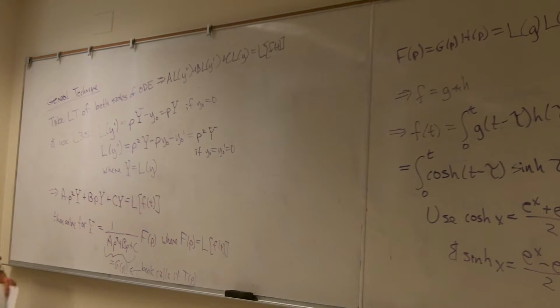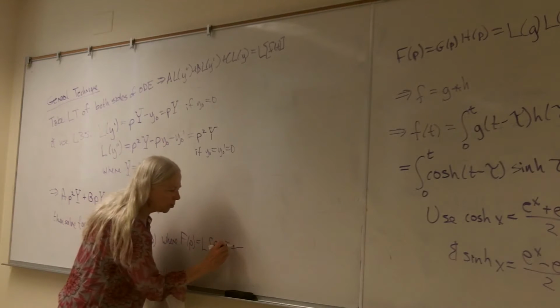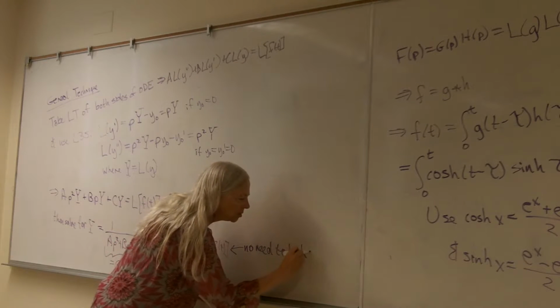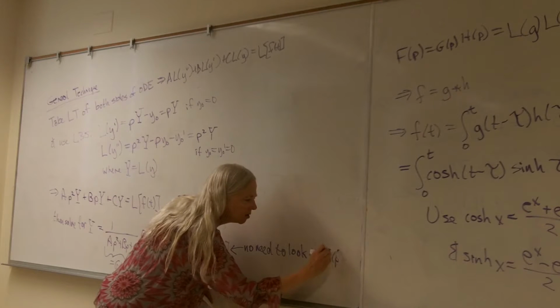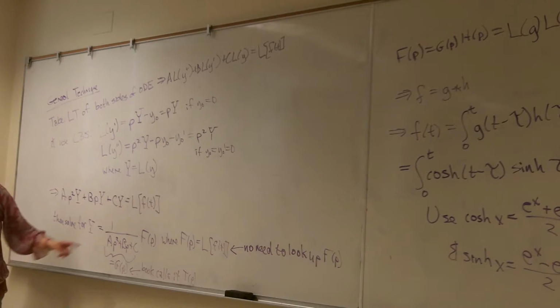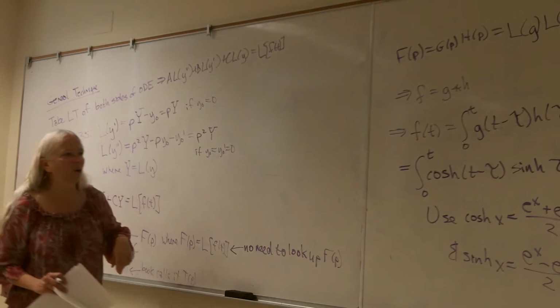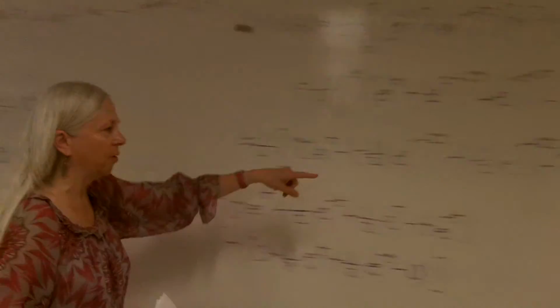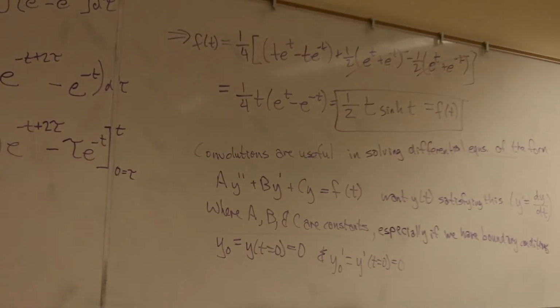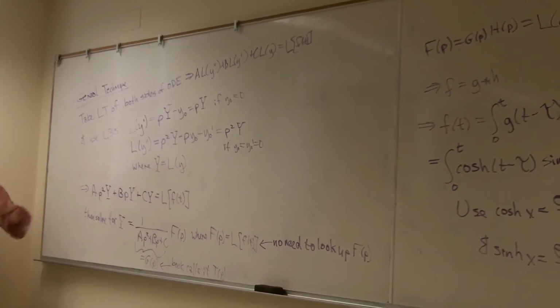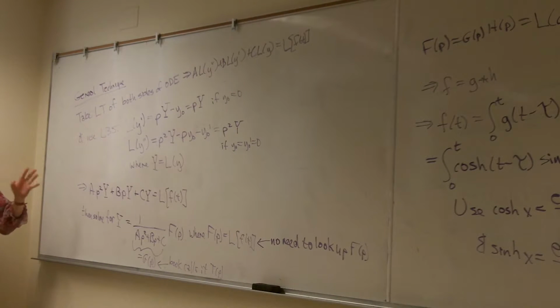By the way, there is no need at this point to look up capital F of p. We'll see why in a minute. Okay? I'm just using it as notation for the Laplace transform of little f of t. You presumably know what little f of t is because it was on the right side of your original differential equation. And you may be able to find it in the tables, but there's no need. You don't need to look in the tables and find what it is. We'll see why in a moment. We don't need to actually evaluate capital F of p. I'm just using it as a kind of placeholder for notation here.